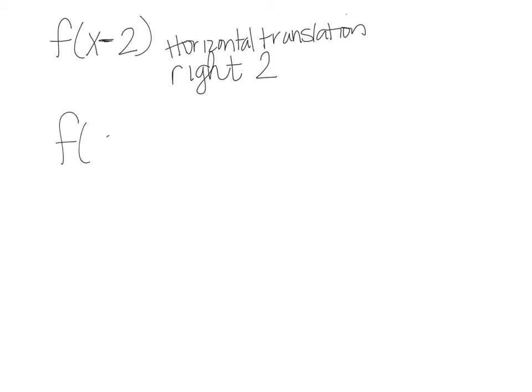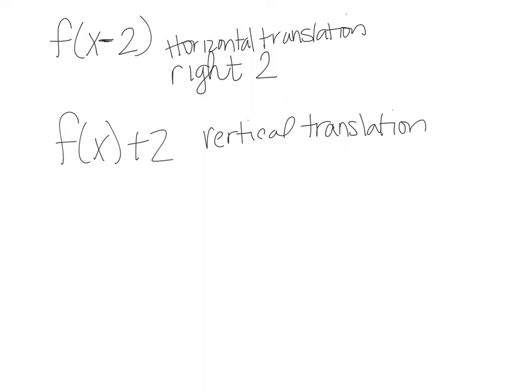And if we have f of x plus 2, the plus 2 is on the outside of the function, so this is vertical. It's adding, so it's a translation. And vertical always happens with the exact sign that we think it should happen, so plus means it's going to move up 2.